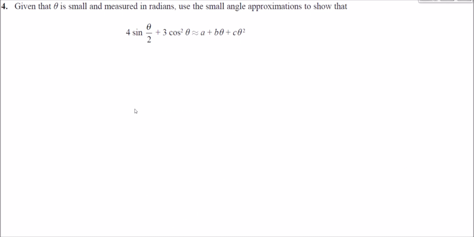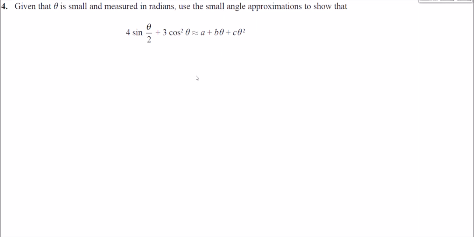Question 4. Given that theta is small and measured in radians, use the small angle approximations to show that 4 sine (theta over 2) plus 3 cosine squared theta is approximately equal to a plus b theta plus c theta squared, where a, b and c are some constants we need to find. So using small angle approximations, the good news is, it is given to you.